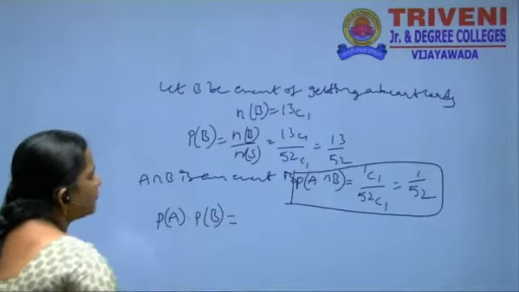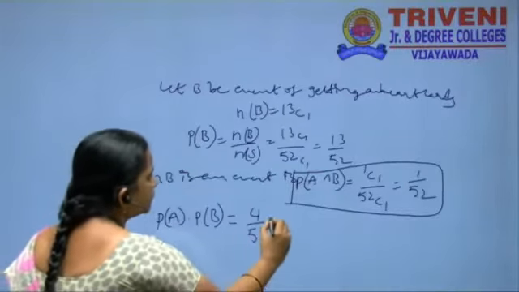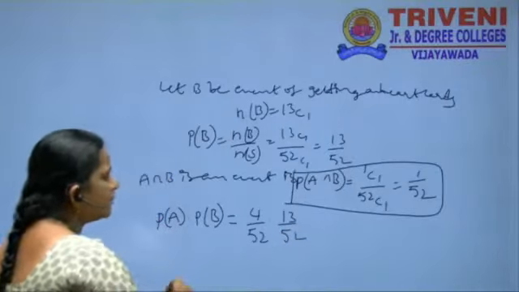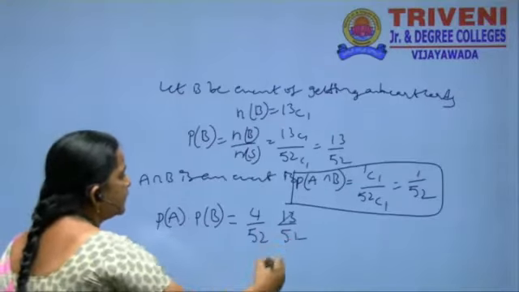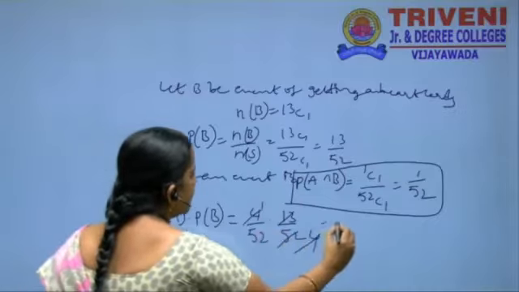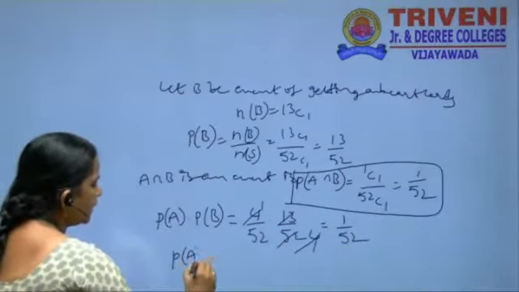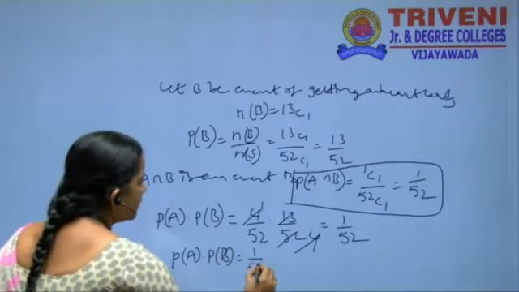What is the value of P of A here? We get 4 by 52. P of A is 4 by 52 and P of B is 13 by 52. 13 will cancel with 13, and the 4 gets cancelled too, leaving 1 by 52. Therefore, P of A into P of B is equal to 1 by 52.